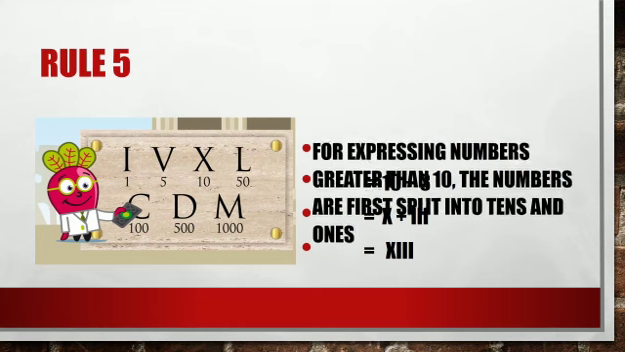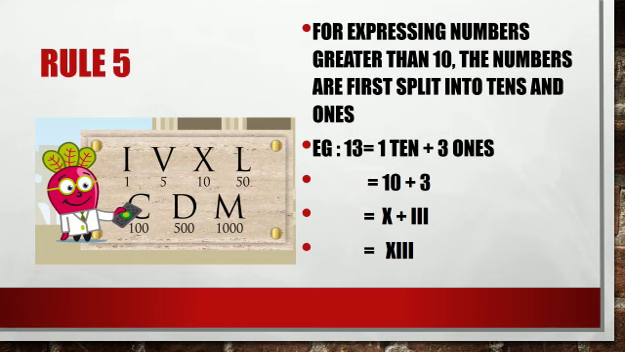Rule number 5. For expressing numbers greater than 10, the numbers are first split into tens and ones. Example, we have the number 13. You simply split it as 1 ten plus 3 ones, that is equal to 10 plus 3. So look at the chart, 10 stands for X and 3 would mean III, that is equal to XIII. So the number 13 is written as XIII.